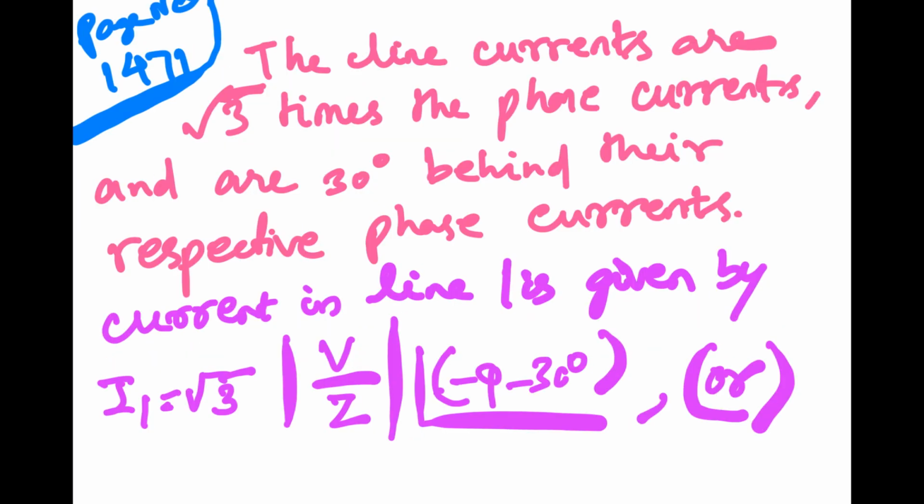The line currents are root 3 times the phase currents and 30 degrees behind the respective phase currents. In previous classes I already explained that point. The line currents are root 3 times the phase currents and 30 degrees behind the respective phase currents. That is important for line current calculations. The line current in line 1 is given by I1 as root 3 times modulus of V divided by Z angle of minus phi minus 30 degrees.